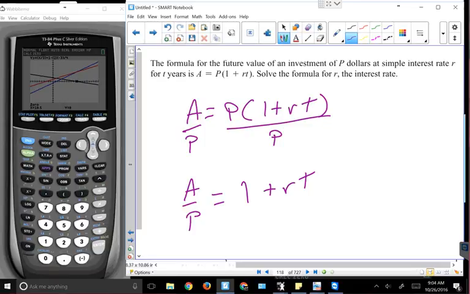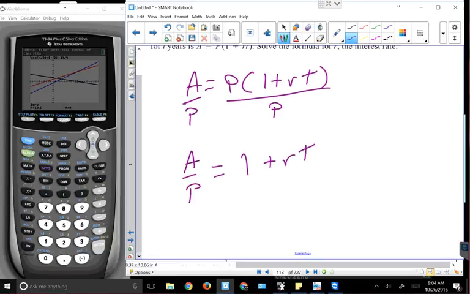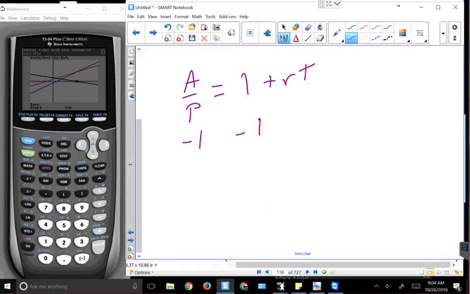Okay. So, what would you expect to do now? If I want r on one side and everything else on the other? Minus 1. Subtract the 1, subtract the 1. So now what we have is a over p minus 1 is equal to rt. How would I get rid of that t? Yeah, divide by t. Now, I got a wee bit of a problem here.